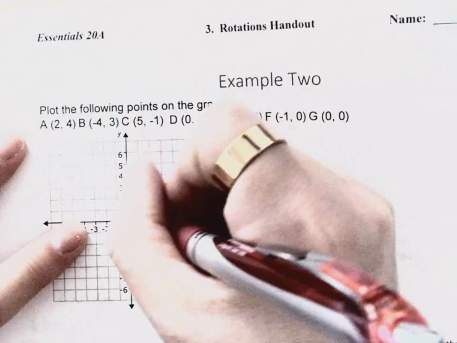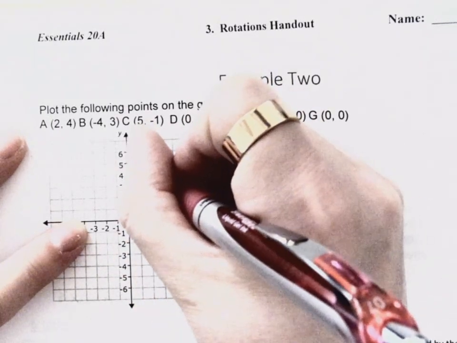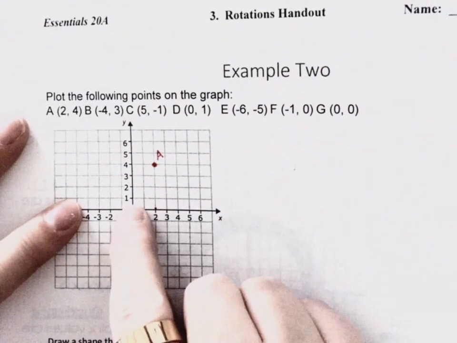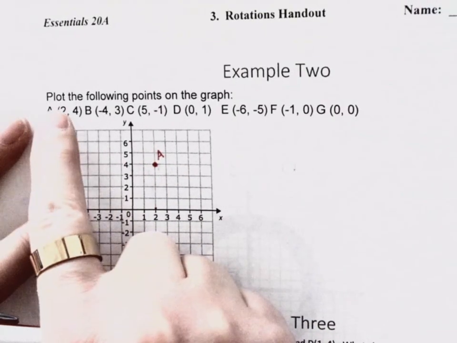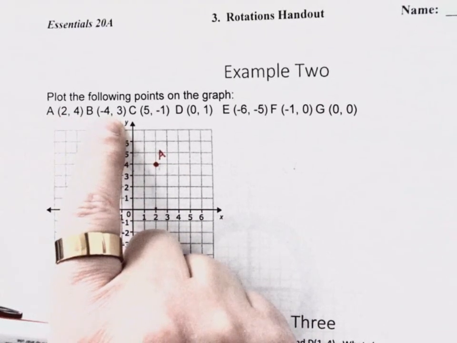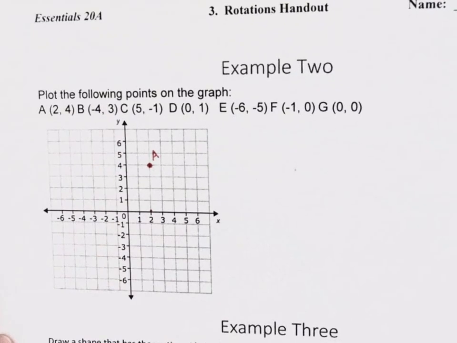So 2, so I'm going 2 to the right and 4 up. That is point A. So I'm going 2 to the right and 4 up because these are positive. Looking at this, I know if it's a negative then a positive, I know it's in quadrant 2 because I know all coordinate pairs in quadrant 2 will start with a negative and have a positive for the y. Just if you're wondering where things are.